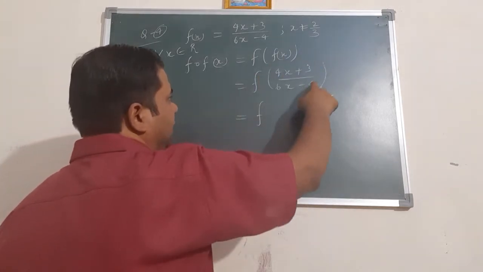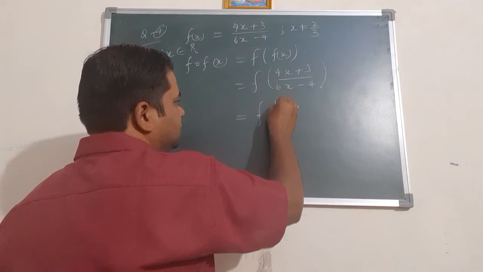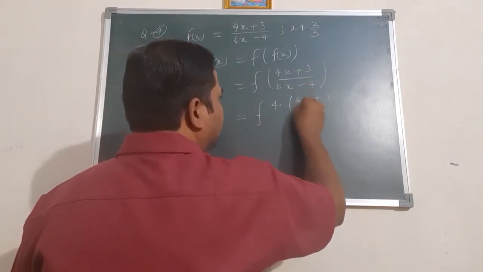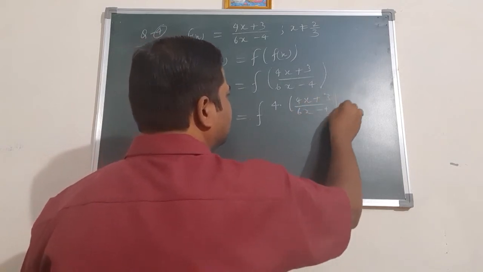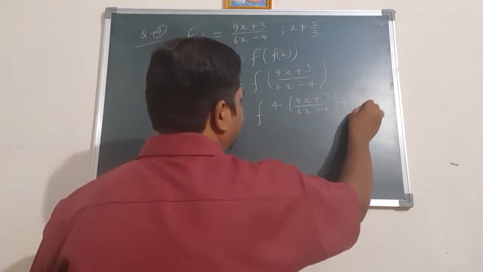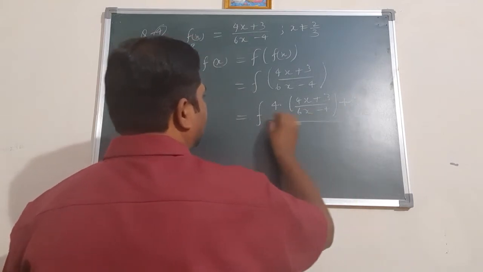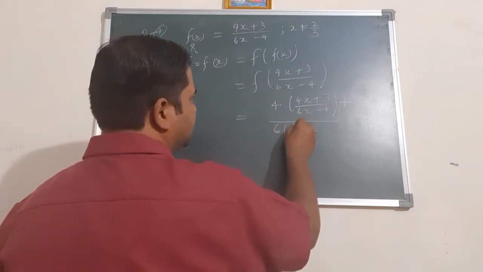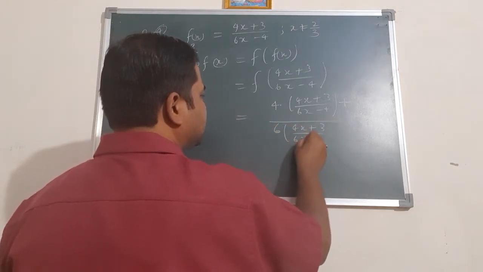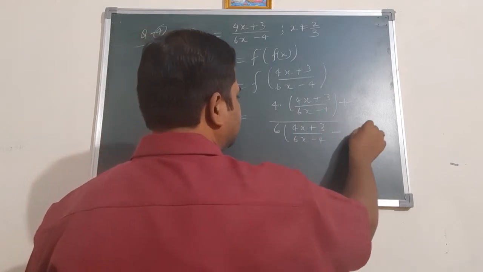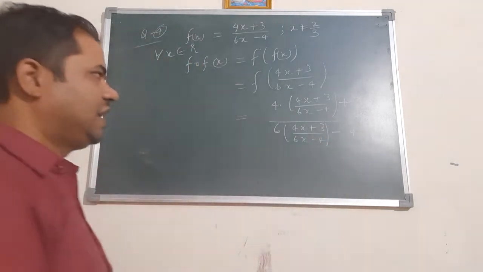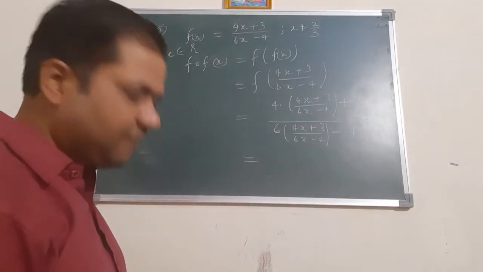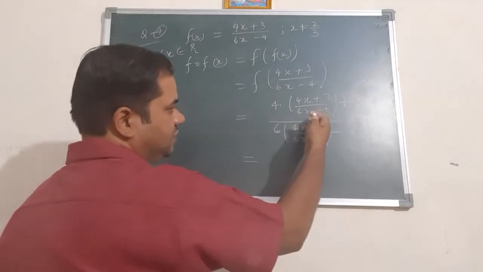And again you see this is 4x + 3. So 4 times, at the place of x, this (4x + 3) upon (6x - 4), plus 3, divided by 6 times, at the place of x, (4x + 3) upon (6x - 4), minus 4. Now you calculate it, you will get x here, because f composition f of x is x.